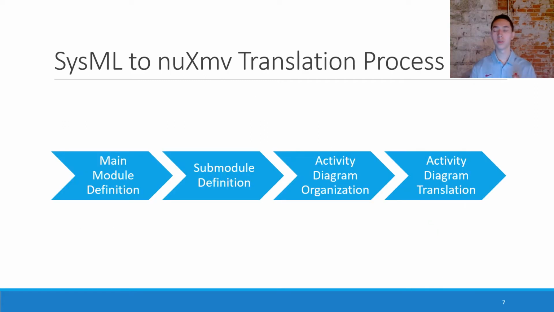In our paper, we propose a 4-step translation process from SysML to nuXmv. These steps are the main module definition, which defines the initial setup and overall structure of the model from the SysML state machine diagram, the submodule definition, which defines the specific submodules we're going to be using and some of the lower level organization, the activity diagram organization, which allocates the activity diagrams into specific submodules, and finally the activity diagram translation, which is actually taking those activity diagrams and translating them into nuXmv code, which is the lowest level setup of the model behaviors.